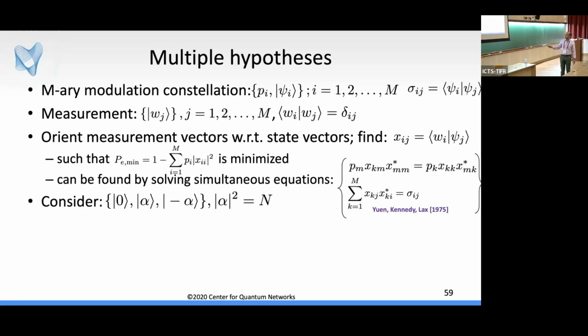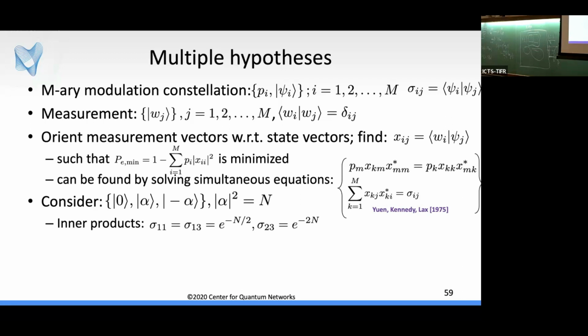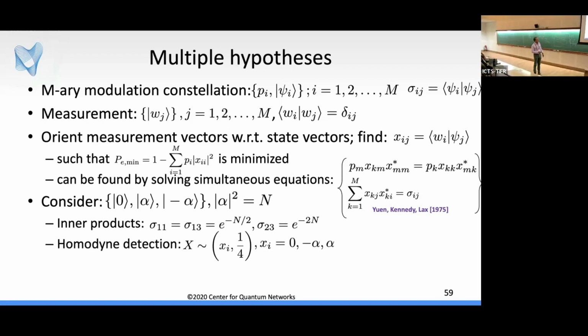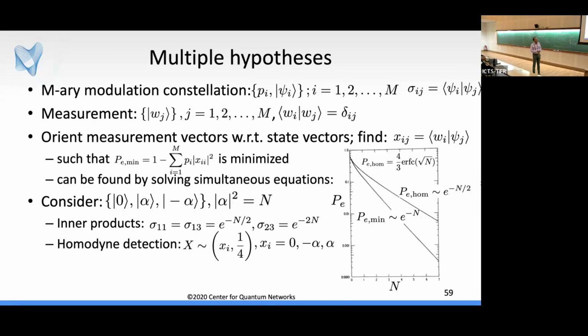Well, you can solve it now for something like this: 0, alpha, and minus alpha. For communication theorists, this is called the binary phase shift keying return-to-zero modulation constellation. I don't know how to design an optimal receiver for it, but I can solve the YKL equations. I have the pairwise inner products between them from the formula. Traditionally, you would use homodyne detection to tell them apart, right? You will get a Gaussian distribution with mean of alpha or minus alpha with a variance of 1/4. But if you calculate the homodyne detection's error probability as a function of n, it goes as e to the minus n over 2. Whereas if you solve the YKL conditions, you'll get a probability of error that scales as e to the minus n. So there's a huge improvement.